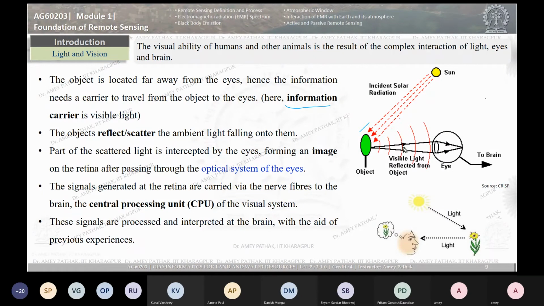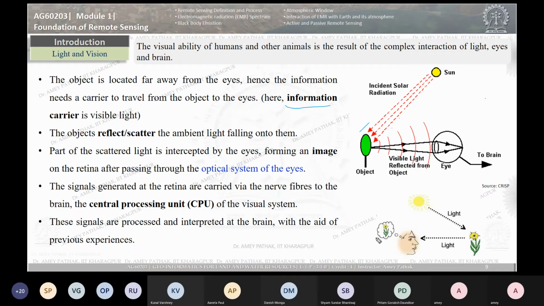The part of scattered light is being intercepted by our eyes, forming an image on the retina. On our retina, the image will appear as a kind of inverted image. There will be some processing involved, a central processing unit, and that information will be sent to our brain. So light falls on the object, which reflects or scatters some portion of the incident light, and that reflected light is perceived by our sensor, the eye. Based on the model that our human body has, that object is visualized in our brain.